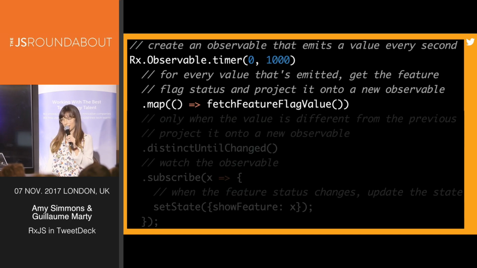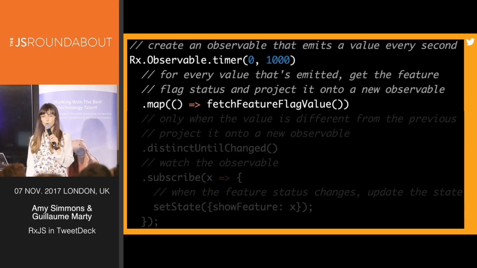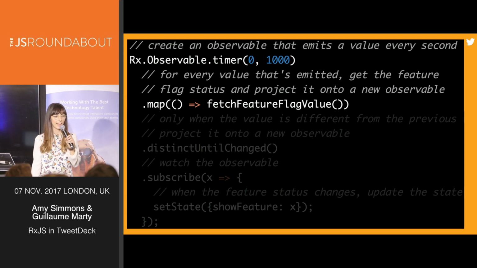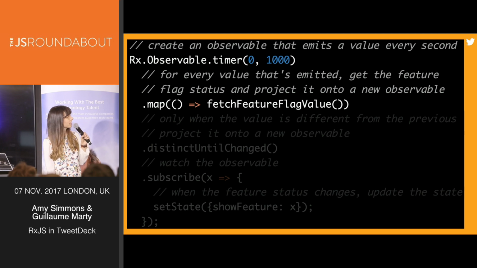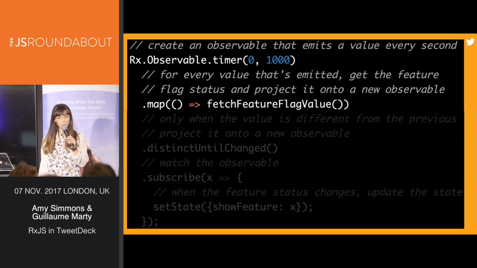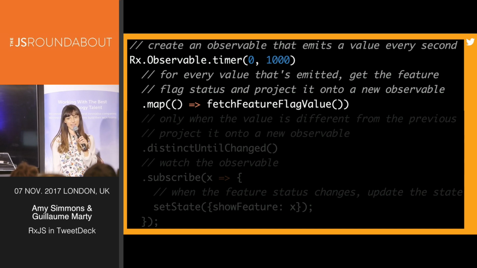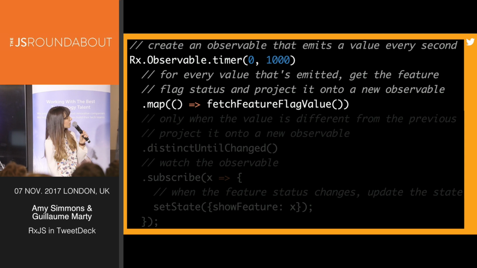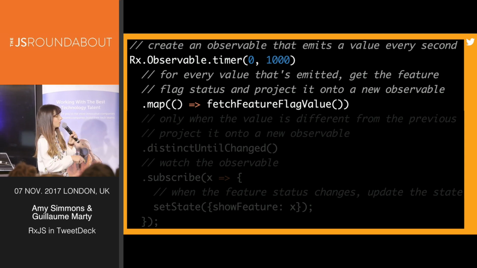This value is kind of meaningless to us though, right? What we actually want is the value for our feature flag. Should this feature be on or should it be off right now? So what we can do is use the map operator. This is the RxJS map operator, not the regular JavaScript one that you might be familiar with, because it can be performed on an observable.